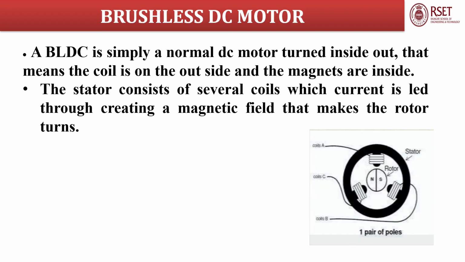Now we'll see a brushless DC motor. A brushless DC motor or BLDC motor is essentially a DC motor turned inside out. Here, the coils are placed on the stator and the permanent magnets are placed on the rotor. When current flows through the stator coils, a rotating magnetic field is produced which causes the rotor to rotate.